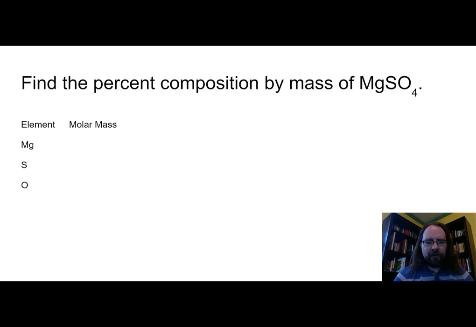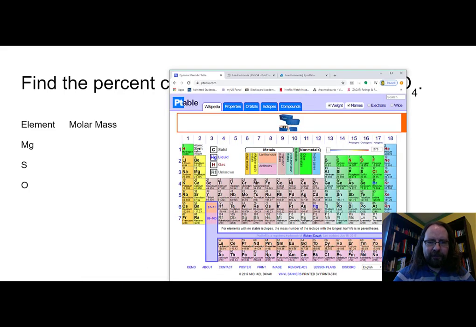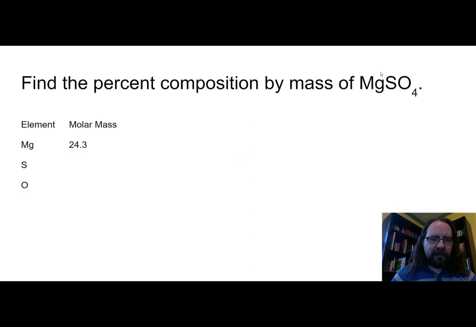I've mentioned this before, but you can just find a dynamic periodic table, like the one that I have found right here, ptable.com, and this gives you all the masses you need. So for example, for magnesium, I can see that the molar mass is 24.3 grams per mole. Once I have that information, I can start recording it. So magnesium is 24.3 grams per mole, sulfur is 32.1 grams per mole, and oxygen is 16.0.